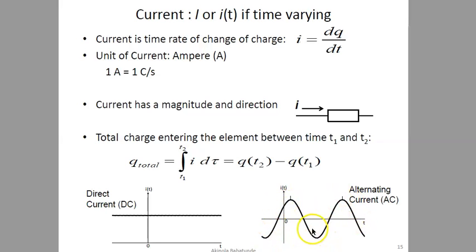So we have a wave-like motion, which is usually referred to as a sinusoid when we talk about alternating current. So this is what the graph looks like for alternating current: a sinusoid or wave-like motion, and then we have just a constant straight line for the direct current graph.